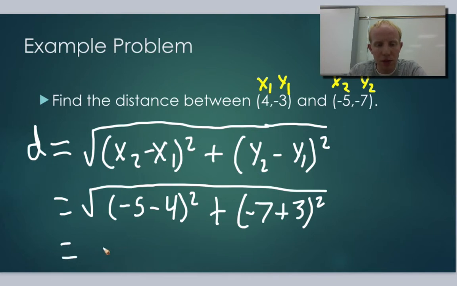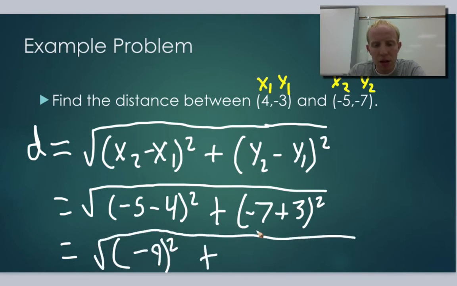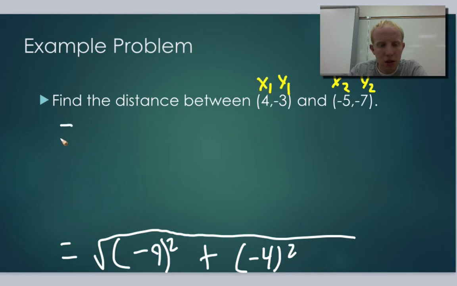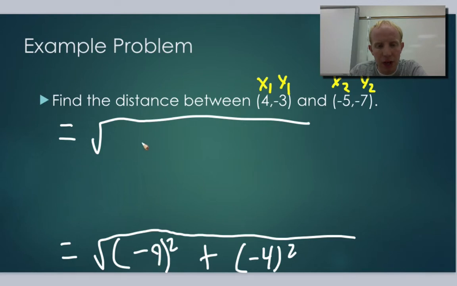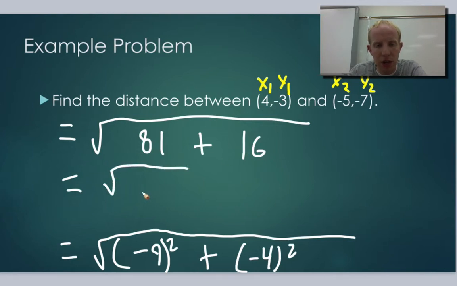Okay, so that's going to be equal to the square root of, let's see, -5 minus 4 is -9 squared. -7 plus 3 is going to be -4 squared. So if we make some more room, that's going to give us the square root of -9 squared, or 81, plus -4 squared, which is 16. Okay. So 81 plus 16, that's going to give us the square root of 97.